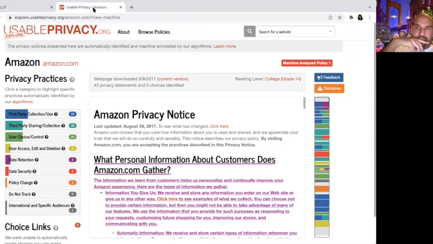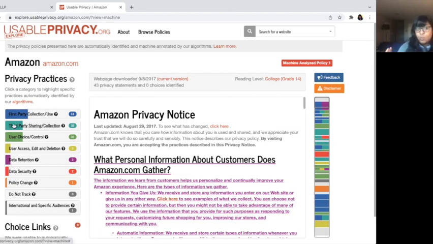Awesome. So on the left, you can see the data practices. These are things like first-party collection and use, or why and how a service provider will collect user data. Third-party sharing and collection: why and how, to whom is your data shared and why is it being shared.